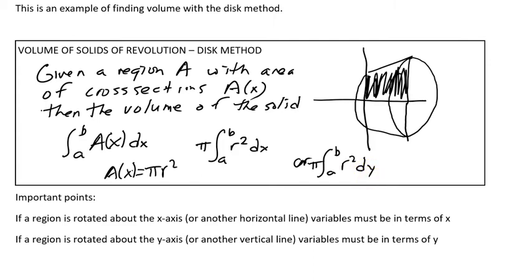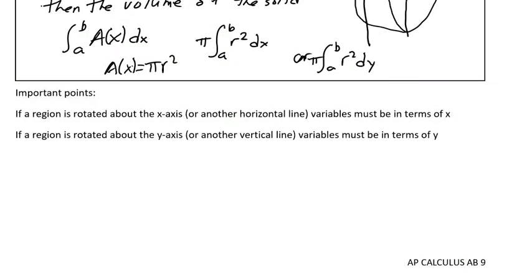Sometimes if we're rotating around a vertical axis, it will be a dy problem instead of a dx problem. And so important points here: if the region's rotated around the x-axis, whose equation is y equals 0, or another horizontal line, y equals some other number, variables must be in terms of x. Now if you're rotating around the y-axis, whose equation is x equals 0, or another vertical line, x equals some number, variables must be in terms of y. So you have to solve the equations for x if we're rotating around a vertical axis.